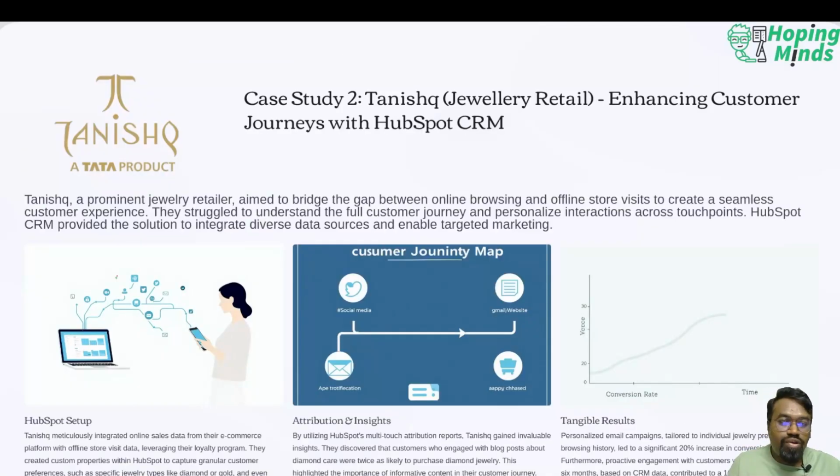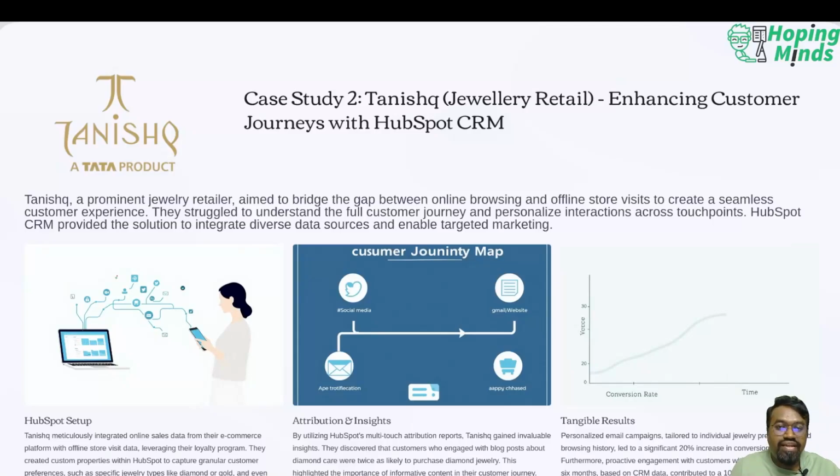Now let's see one more case study, which is of Tanishq. You all know that Tanishq is in the retail jewelry sector, enhancing customer journeys with HubSpot CRM. So they have started using HubSpot CRM initially.